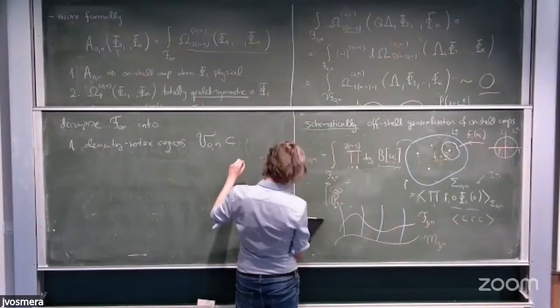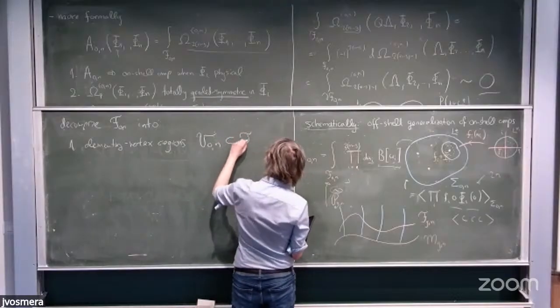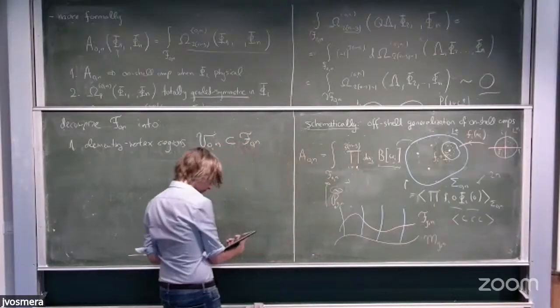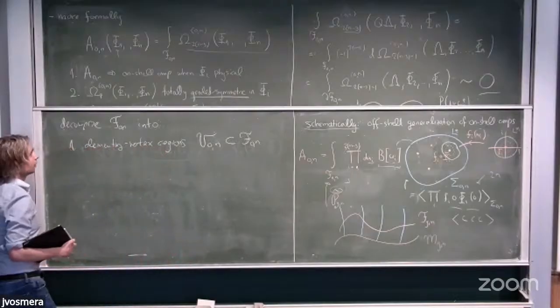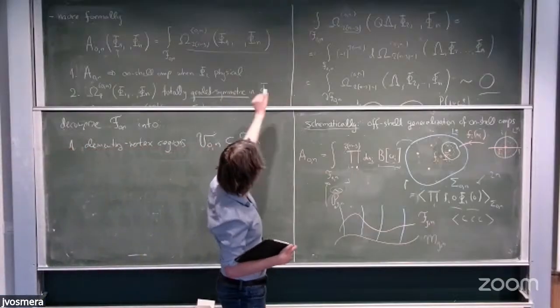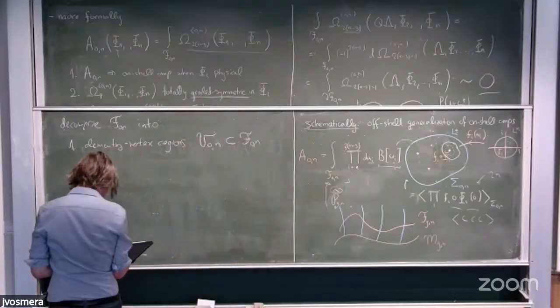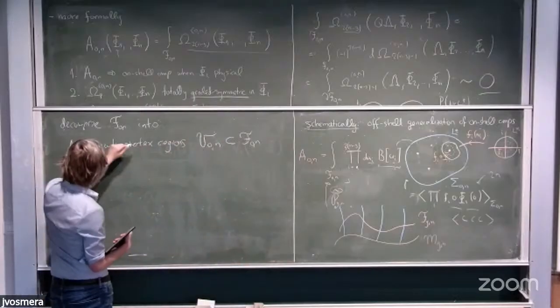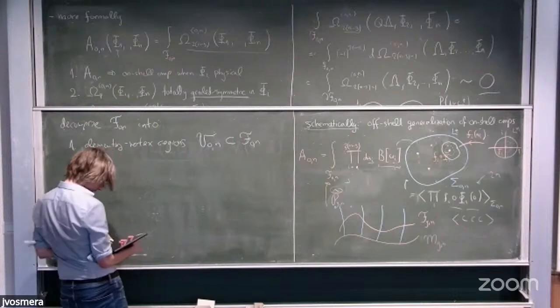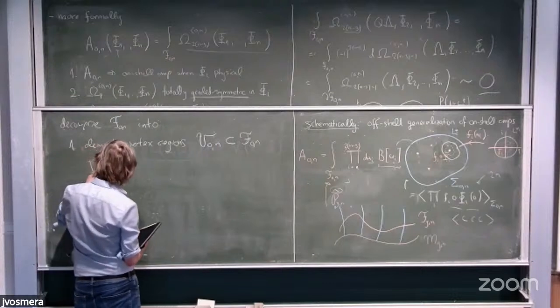So this V0n is a subspace of F0n, such that when I restrict this integral, which comes into the computation of the off-shell amplitude, just to the space V0n, we will precisely obtain the vertices which go into the action.